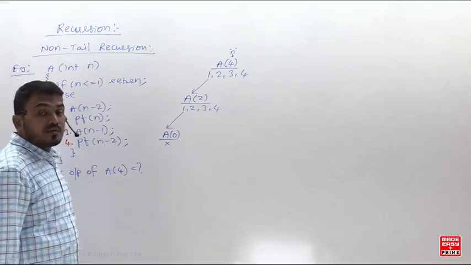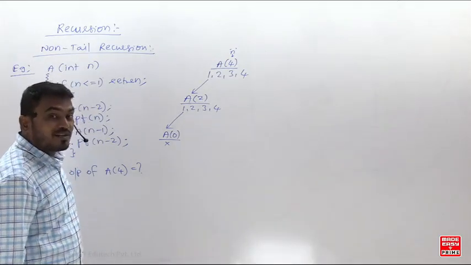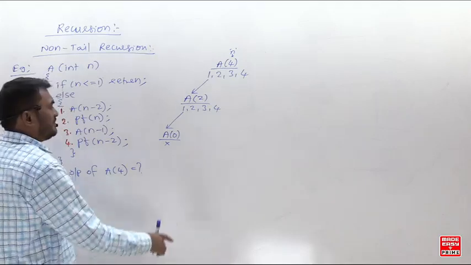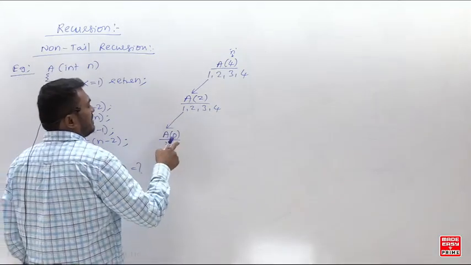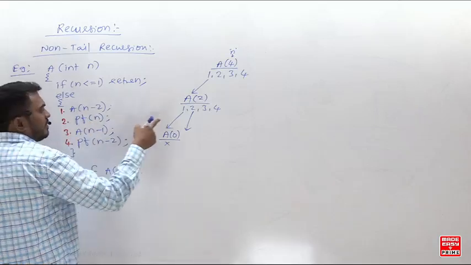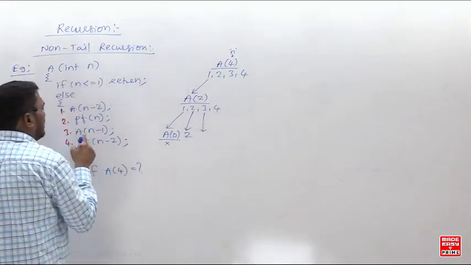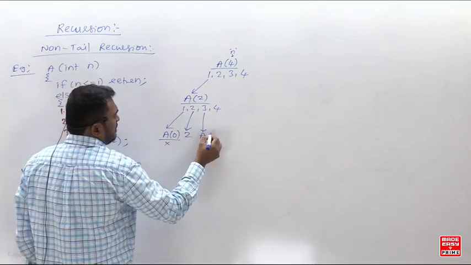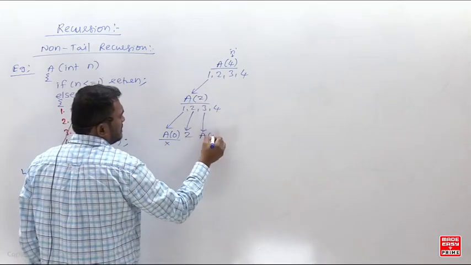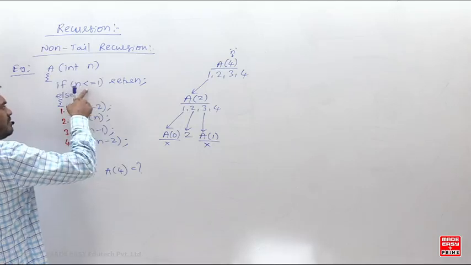Listen carefully. The next question you are going to solve. We can't leave you like that, right? You will do the next question, right? So A of 0 means termination. Now what is the second statement? printf n. What is the n value in this activation record? 2. And the third statement, A of n minus 1. The n value is 2, 2 minus 1 is 1. So A of 1 means termination, because n is less than or equal to 1, so it returns.